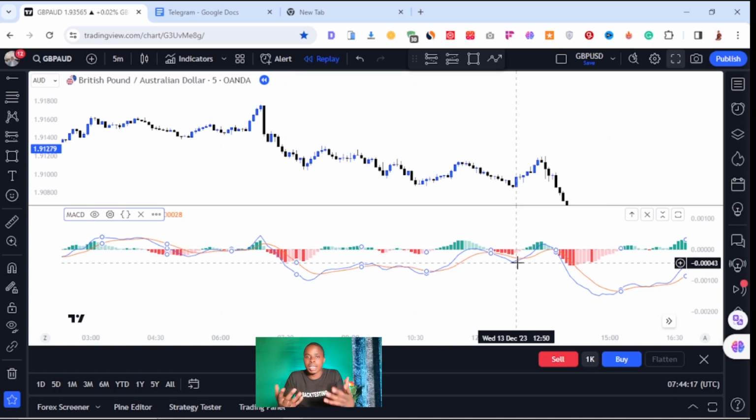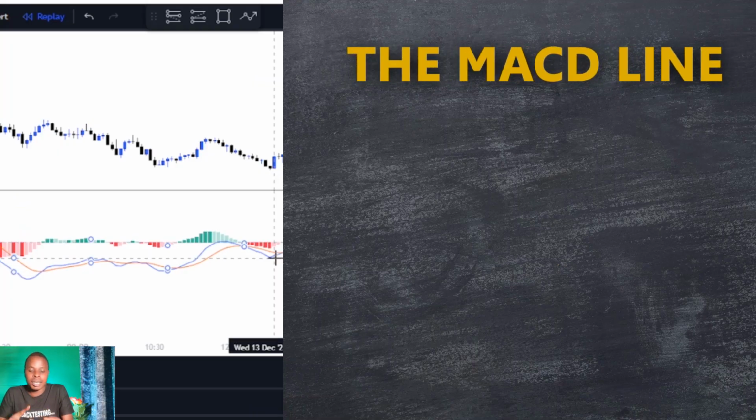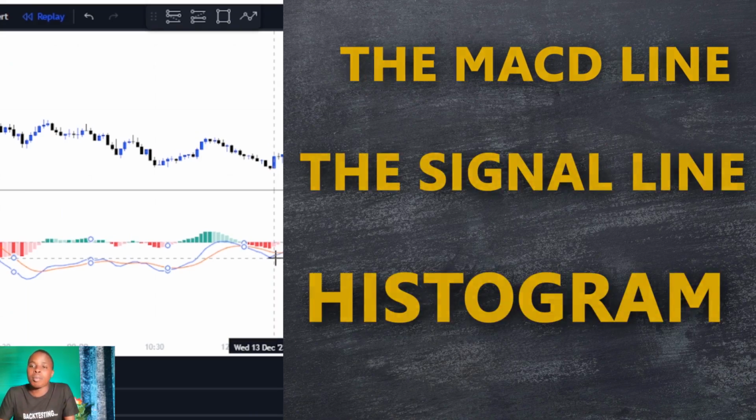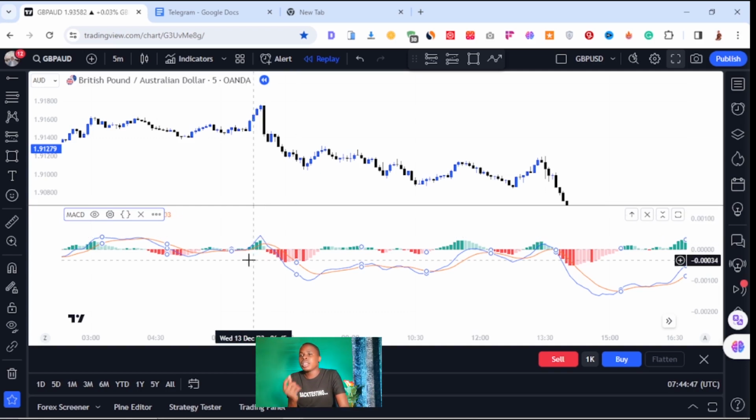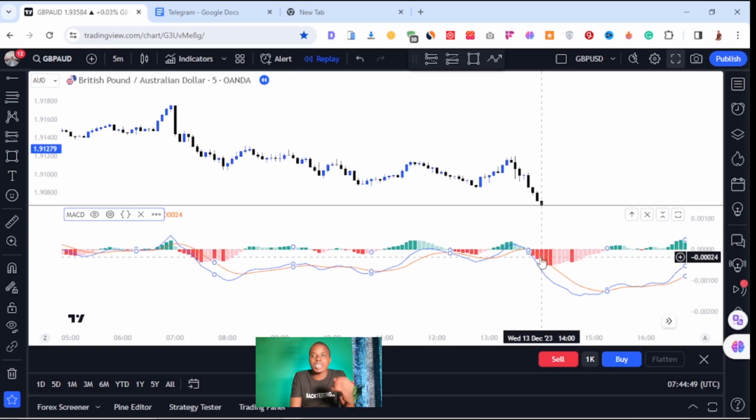So it creates 3 things. Number 1 is the MACD line. Number 2 is the signal line. And number 3 is the histogram. So the MACD line is going to be the difference between the 26 moving average and the 9-period moving average, depending on which one you are using as the slow and the fast. You can change these settings. And then the signal line is the average of the MACD line you just created. And then the histogram is going to show you the momentum of the market at that point.